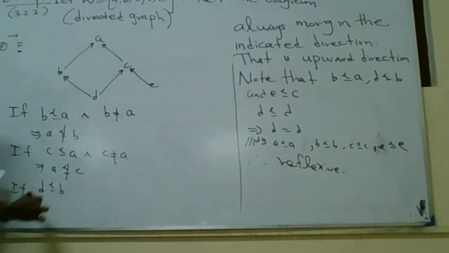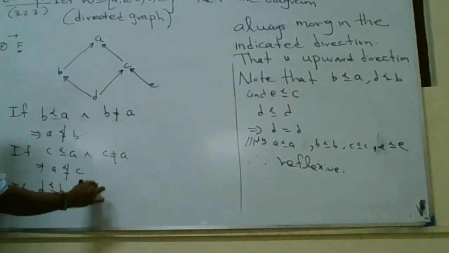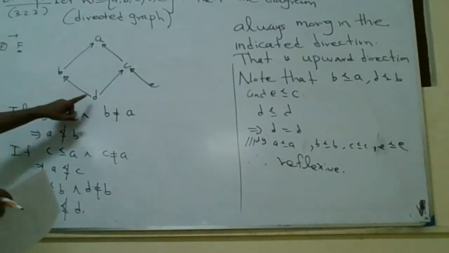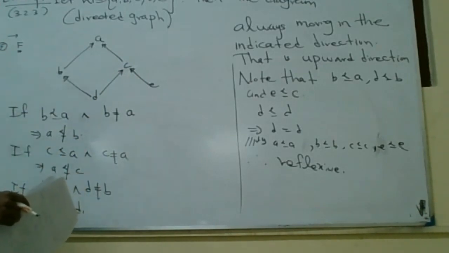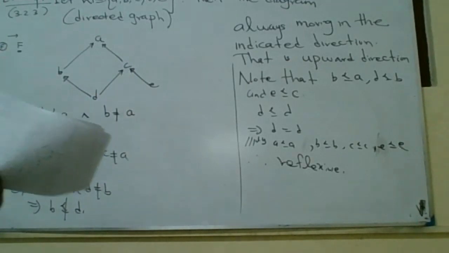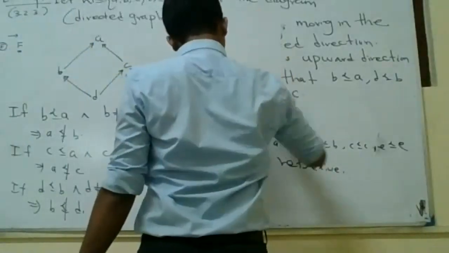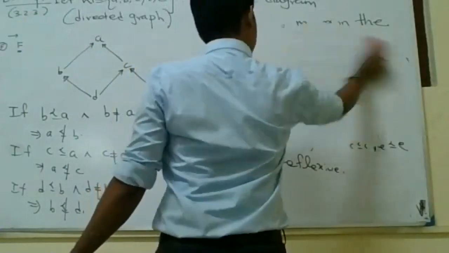If D precedes B, is it okay? D precedes B. Okay. B is not equal to B. Oh, B does not precede B here. Right? B does not precede B. We have some other cases also for this antisymmetric case.